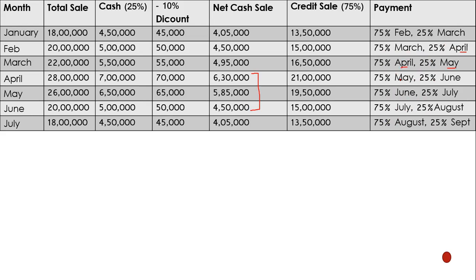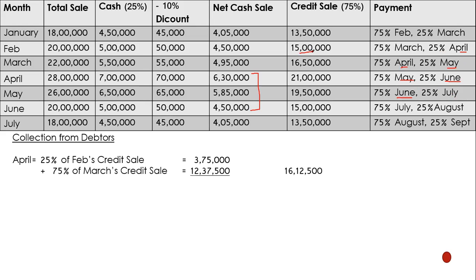May, and June. Okay. So now we will start the calculation of collection. Collection from debtors. So in April, where is the April? Here. So 25% of February. So 25% of 15 lakh is equal to 3,75,000 plus 75% of March. So 16 lakh 50,000 into 75% is equal to 12 lakh 37,500 and total is 16 lakh 12,500.